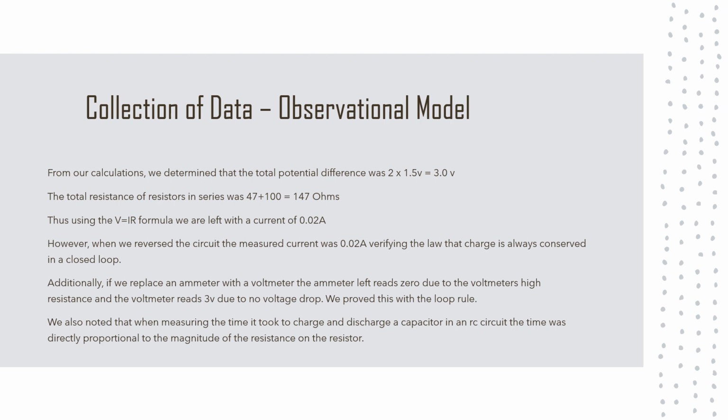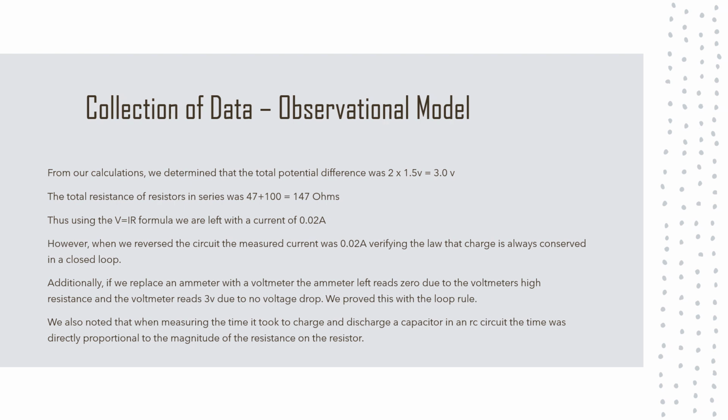using the formula, we were left with a current of 0.02 amperes. When we reversed the circuit, the measured current was still 0.02 amperes, verifying the law that charge is always conserved in a closed loop. Additionally, if we replace an ammeter with a voltmeter, the remaining ammeter reads 0 due to the voltmeter's high resistance, but the voltmeter reads 3 volts due to no voltage drop. We proved this with the loop rule as well.